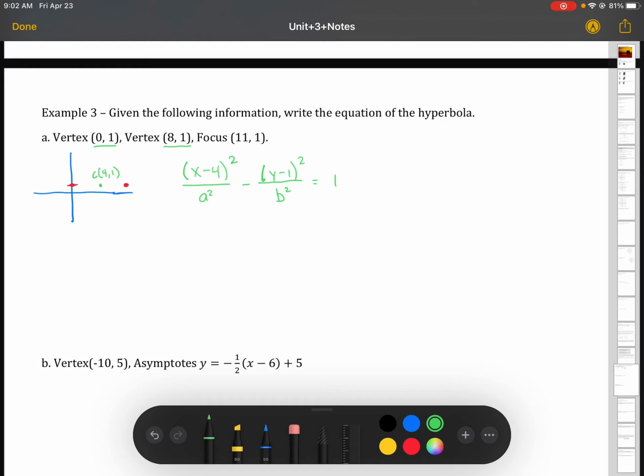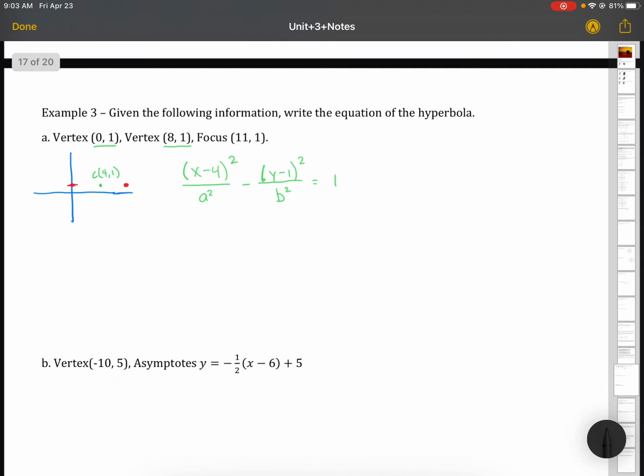The other thing that we know is that the focus is 11, 1. So let's plot the focus in some other color. Let's go with black. So like even further down, you have a focus of 11, 1. So the focal distance, or C, is the distance from the focus to the center. So in that case, 11 minus 4 is 7. So C is equal to 7.